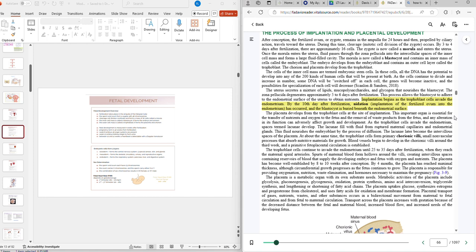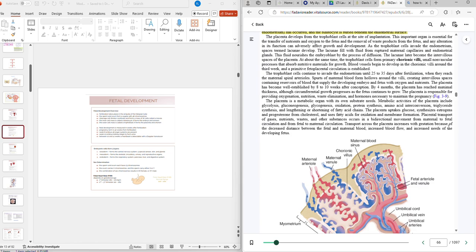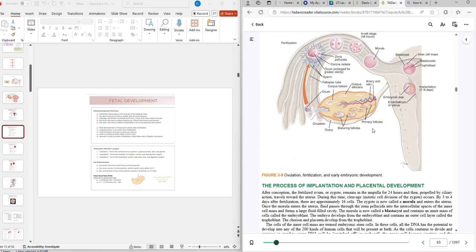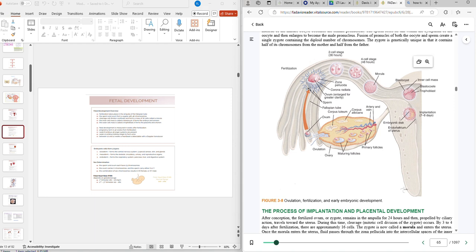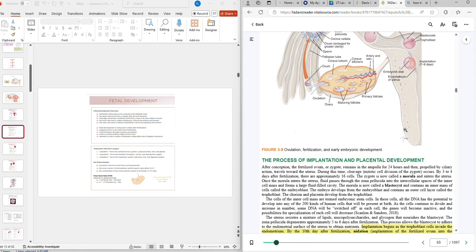By the 10th day after fertilization, nidation, which is the implantation of the fertilized ovum into the endometrial lining of the uterine wall, has occurred, and the blastocyst is buried beneath the endometrial surface. So that's when this comes all the way down, blastocyst, and it implants right here into that endometrial lining that we talked about a while ago when I was showing you the female anatomy.